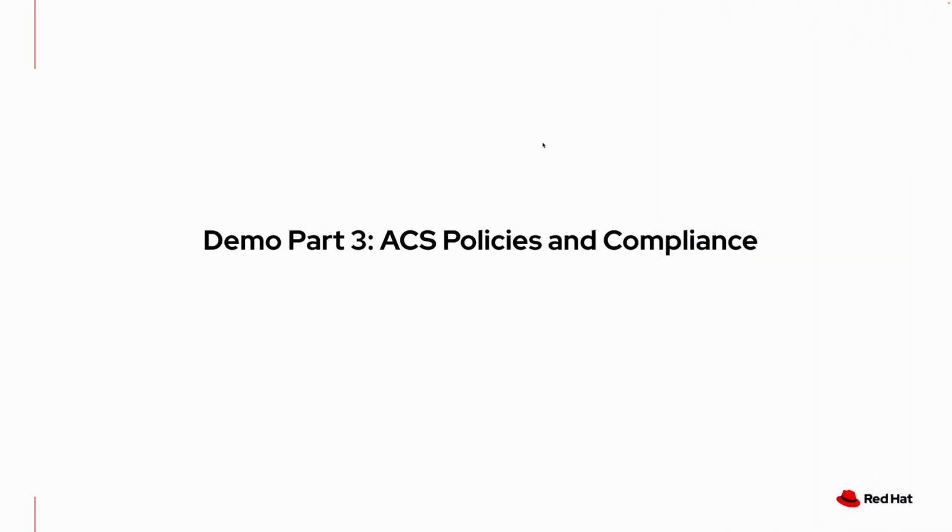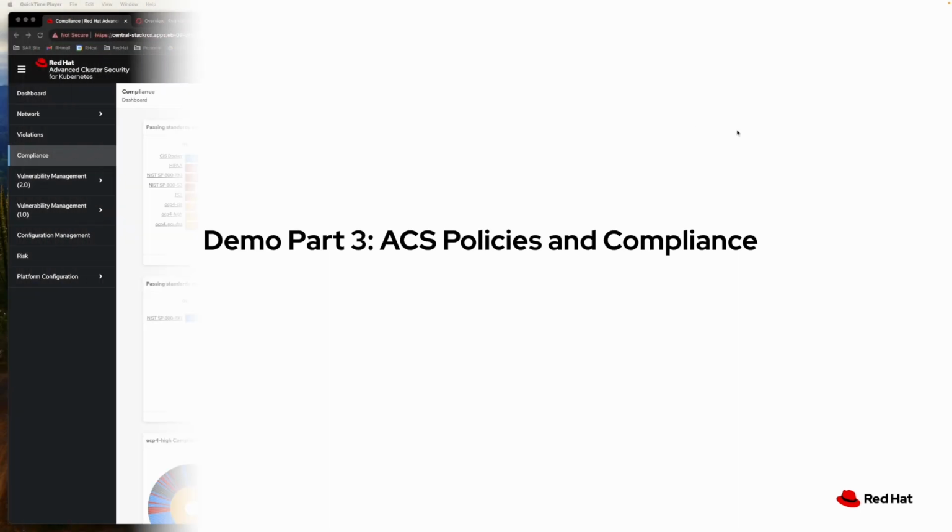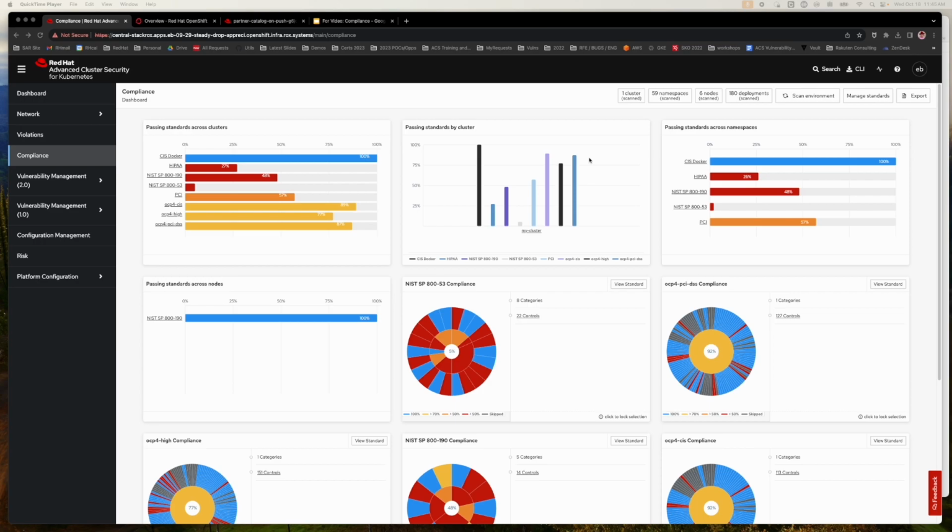Next, let's cover the ACS policies and the compliance capabilities and how those two are related. If you haven't already looked at the other enablement video for ACS policies, I highly suggest you look at that one first because this will make a lot more sense in the context of the compliance use case. So let's use an example of one of the standards that we've reviewed earlier in this video. We'll go to NIST 800-190.